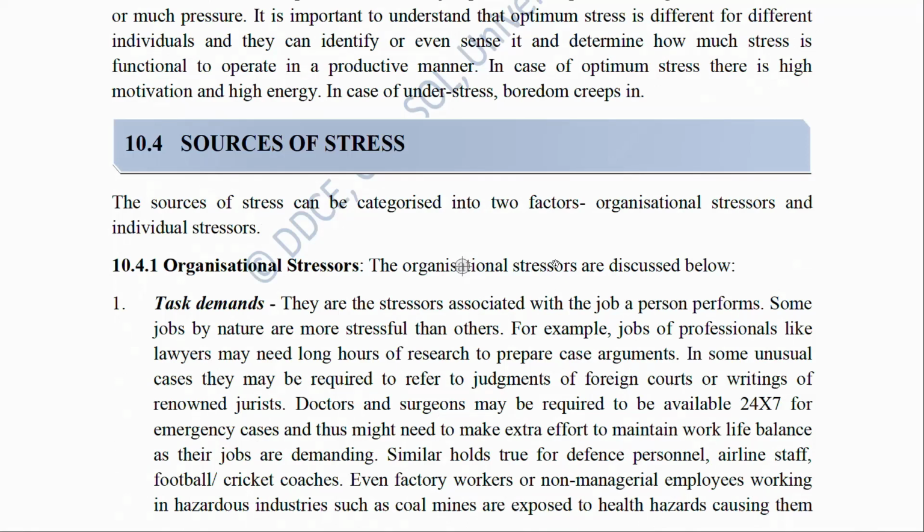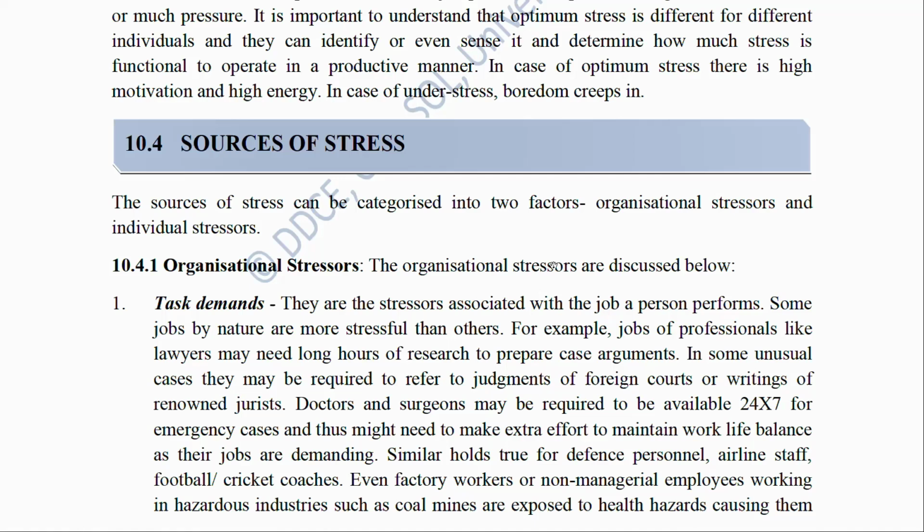It is important to understand that optimum stress is different for different individuals and they can identify or even sense it and determine how much stress is functional to operate in a productive manner. In case of optimum stress, there is high motivation and high energy. In case of under stress, boredom creeps in.